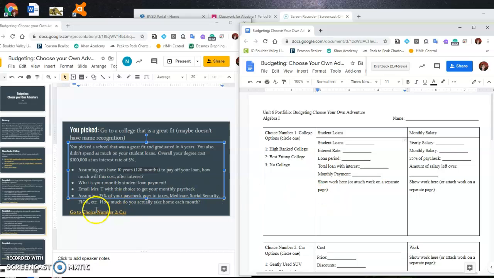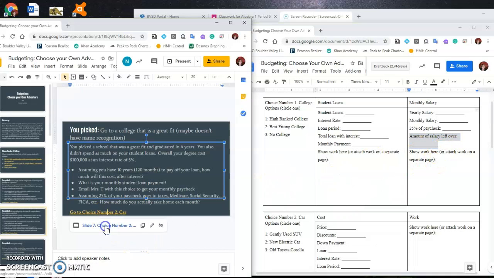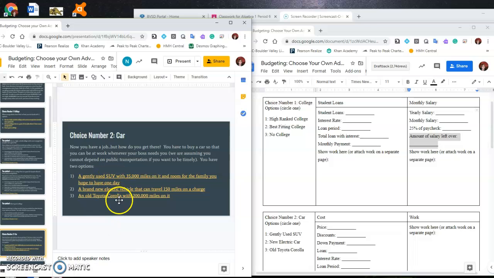So then once you have your student loans, you go in here to your monthly salary. You're going to figure out what 25% of that is and then subtract it for amount of salary left over, because that's what you get to keep after you pay your taxes. You're not going to take your entire paycheck home, unfortunately. And make sure you show your work for that.